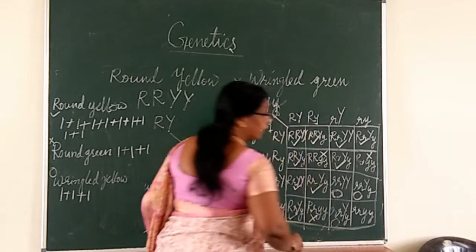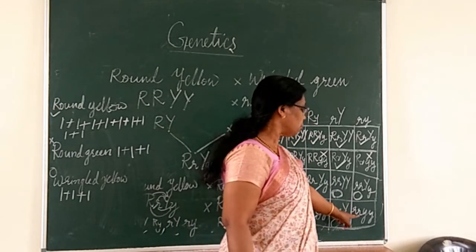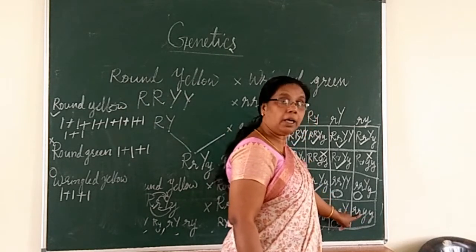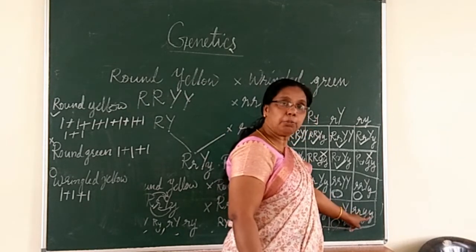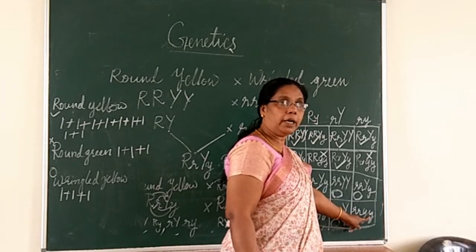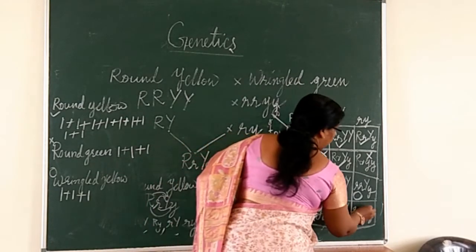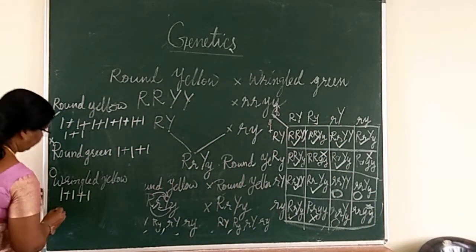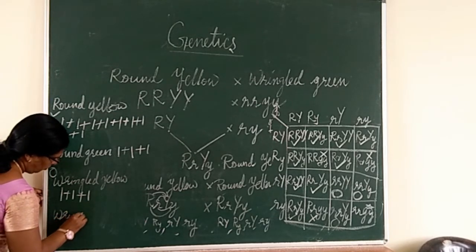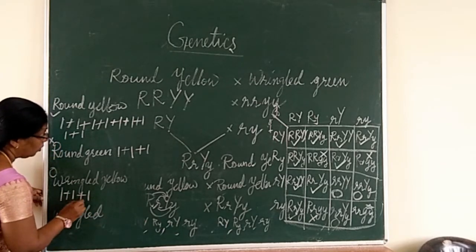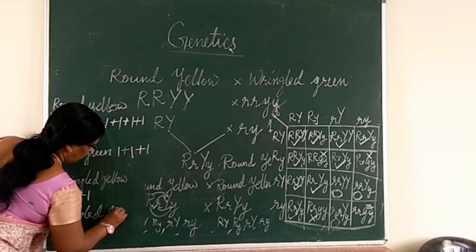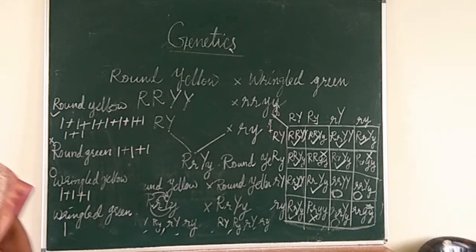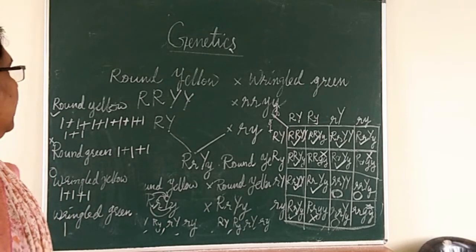So wrinkled yellow here. So what mark do we have to put? This one. Okay. So last one you can see small r, small y. Small r, wrinkled one, small y, that is green one. Okay. I am putting a star mark for this one. So wrinkled green. How many did you get? 1. So the genotypic ratio you see here.